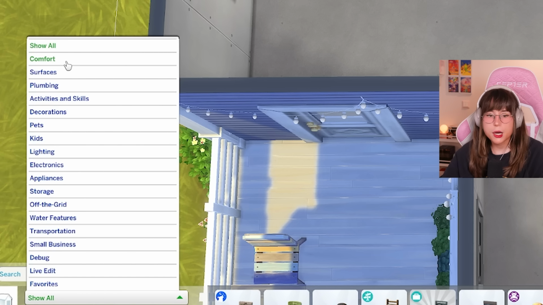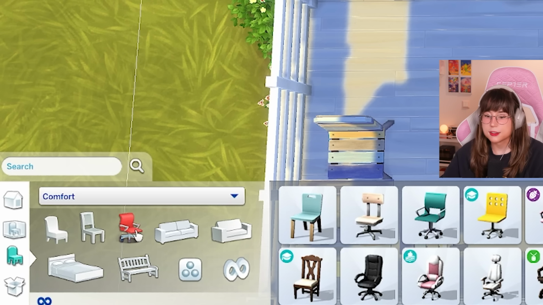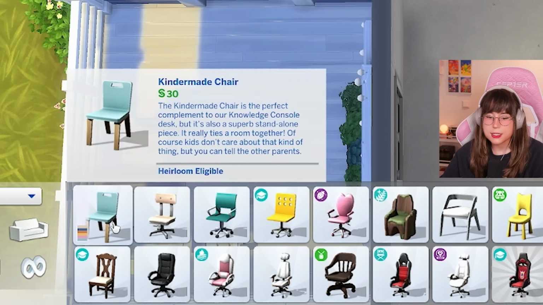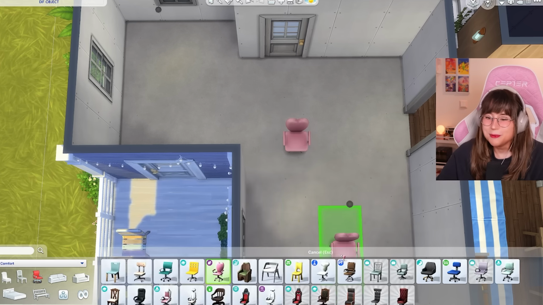So category 1, comfort. Under category 11. 1, 2, 3, 4, 5, 6, 7, 8, 9. Meaty 11. Desk chairs. And line 13. I mean, we only got 2 lines, so 1, 2, 3, 4, 5, 6, 7, 8, 9, 10, 11, 12, 13. This line. And item number 5. 1, 2, 3, 4, 5. Love to work office chair.